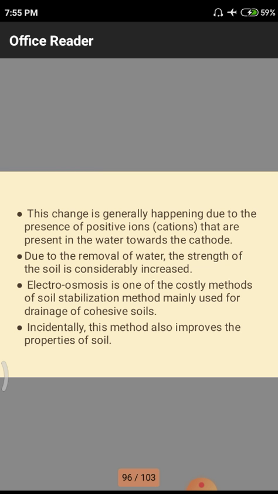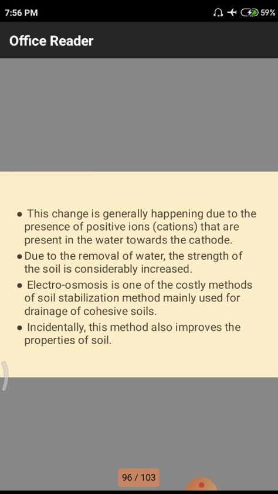Next one, electroosmosis is also one of the costliest methods of soil stabilization. Why? Because simply we are giving a direct current to the earth, so that current is also one of the costliest items. Why? Because for every unit we need to pay some money. For a single unit we are simply paying 3 to 5 rupees according to different institutions. That means to different bodies we are paying money in the form of different charges.